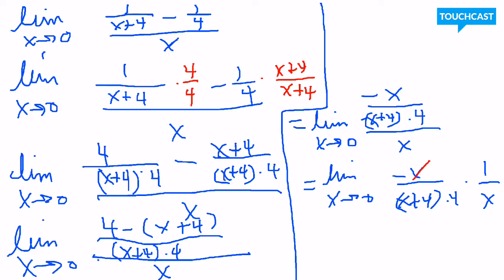So notice here this x and this x cancel, leaving a negative 1 behind. That's the limit as x goes to 0 of negative 1 over x plus 4 times 4. You can imagine substituting 0 in for x to evaluate that expression. I won't have a divide by 0 problem anymore. I get negative 1 over 16.